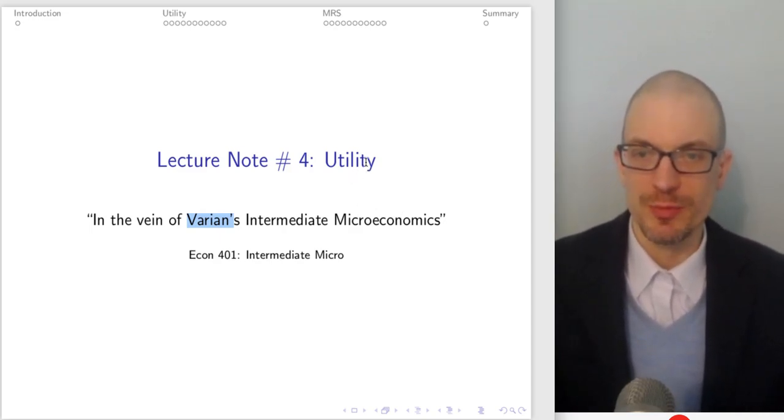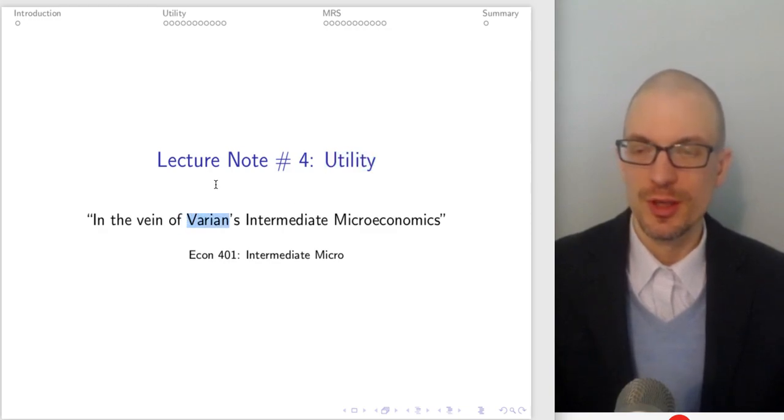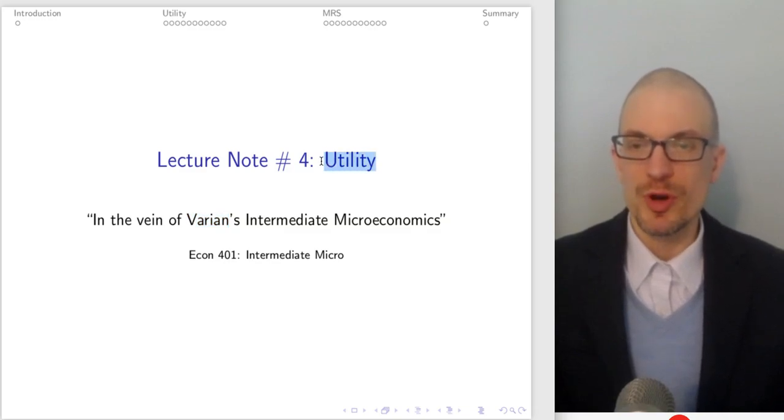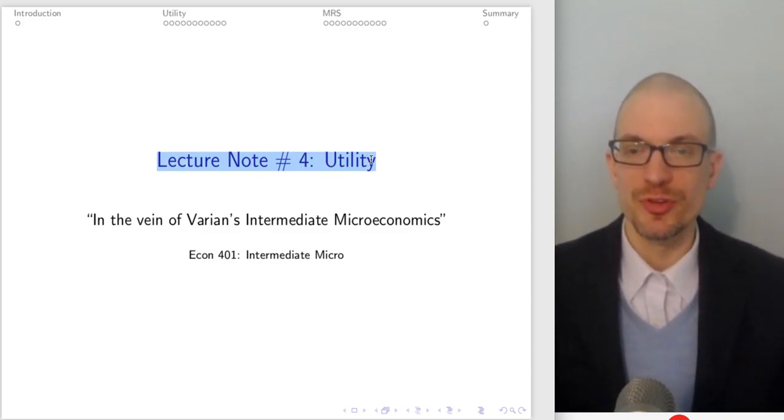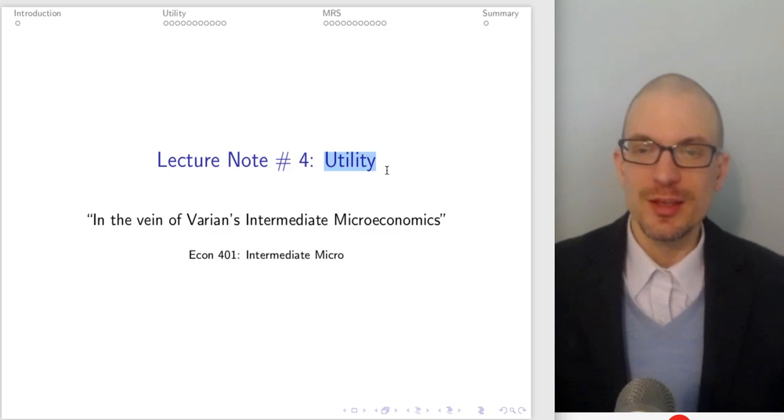In this video, I'm going to talk about utility, which is a chapter title from Varian's Intermediate Micro textbook. So previously we've talked about the budget constraint, we've talked about preferences. Remember, we're interested in the consumer's utility maximization problem, and the consumer's expenditure minimization problem, which we'll discuss much later. The basic idea is consumers are trying to do the best they can given the circumstances.